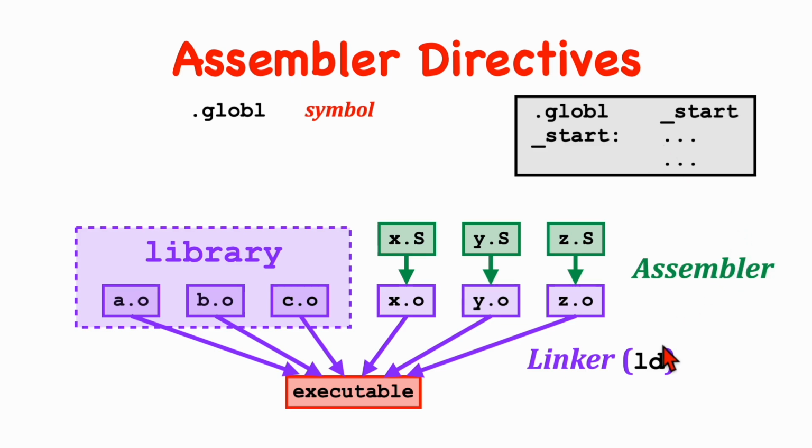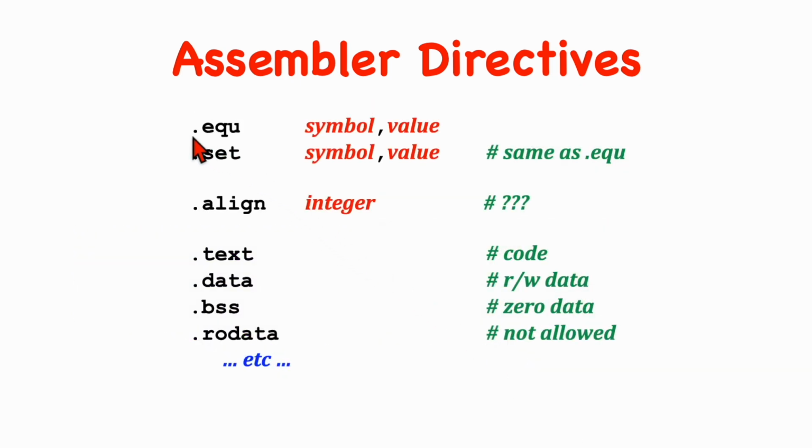So I hope that explains everything and how the .global assembler directive works and how the compiling, assembling, and linking process works. Next, I want to talk about the .equ and .set assembler directives. These are both the same thing. They're just different spellings. They operate exactly the same way. And what they do is they associate a value with some symbolic name.